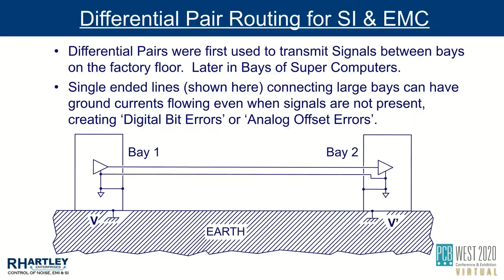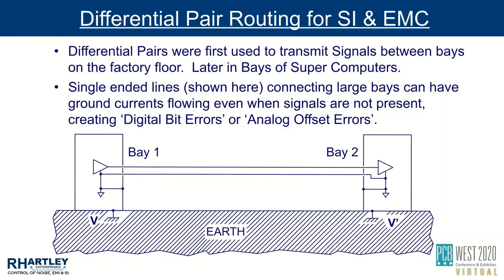And the result was that if there was a ground offset, if there was a voltage offset between the cabinets in the earth, and there was in some places where we installed equipment, there would literally be a voltage difference that would drive current through the ground wire even when no signal was present.